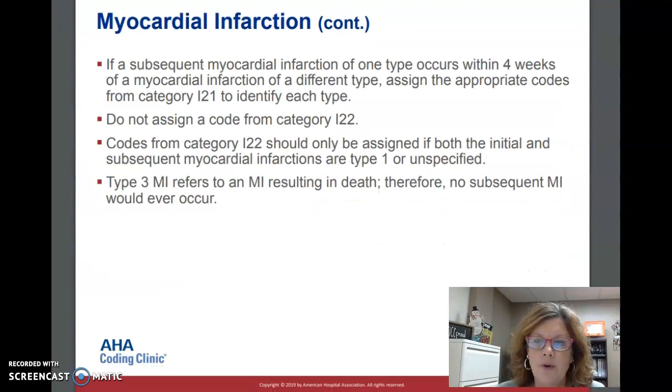Okay, another little point here. If a subsequent MI of one of the types occurs within 4 weeks of an MI of a different type, okay, so if I had inferior, went to anterior, use the appropriate codes from category I21 to identify each type. At this point, do not assign a code from category I22, okay? Again, because this is a different type. I22 should only be assigned if both the initial and subsequent are both type 1 or unspecified. So type 3, usually it's MI resulting in death.